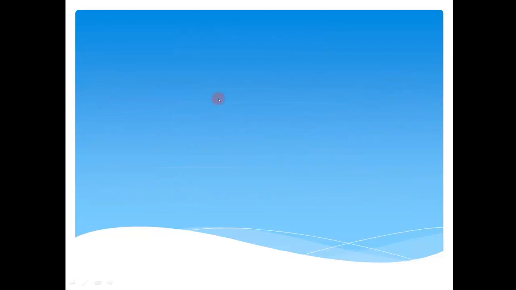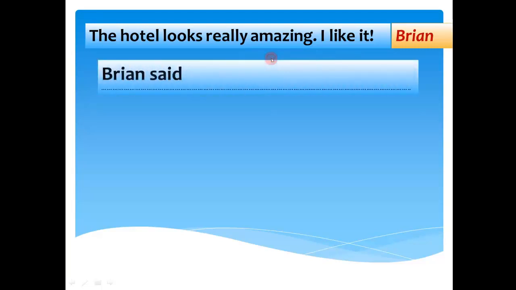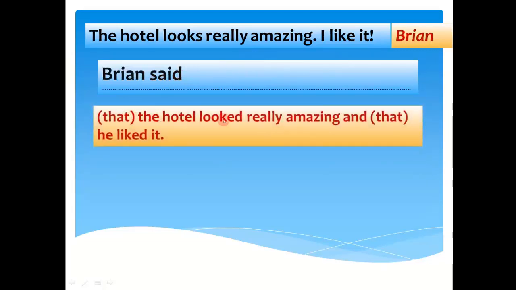Practice. "The hotel looks really amazing. I like it." Brian, change this sentence into reported speech. Who can answer? Okay? Brian said that the hotel looked really amazing and that he liked it. Okay.